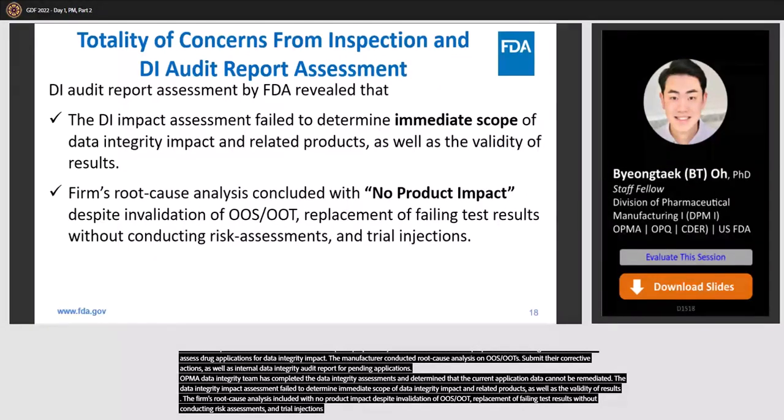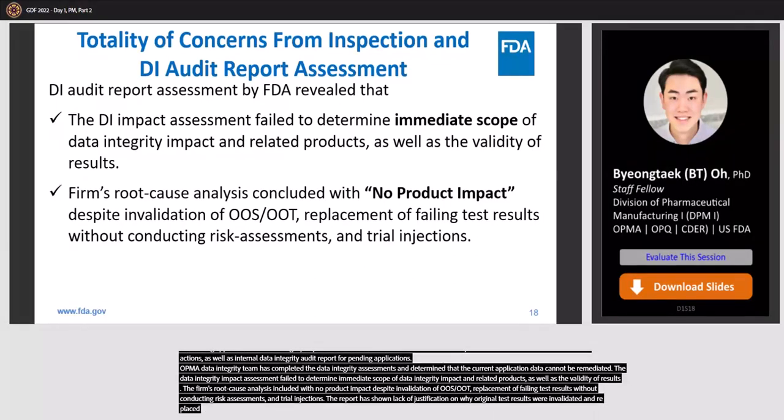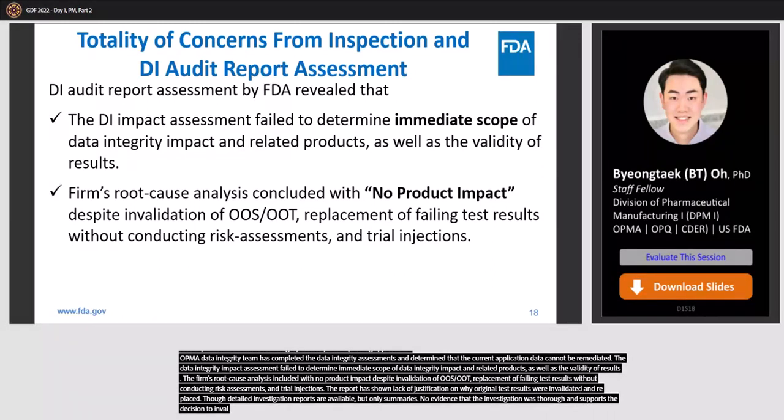The report has shown a lack of justification on why original test results were invalidated and replaced. No detailed investigation reports are available, only summaries. No evidence shows that the investigation was thorough and supports the decision to invalidate. Here is a note. Most OOTs were invalidated due to sample preparation error by technicians or analysts.